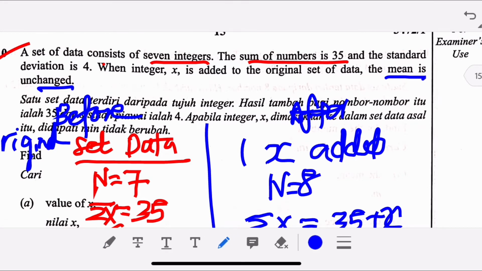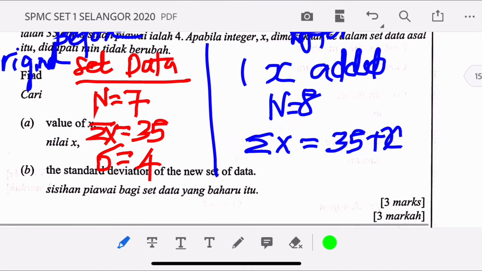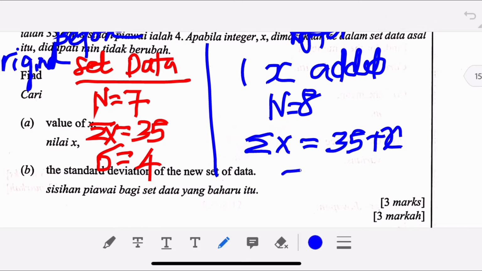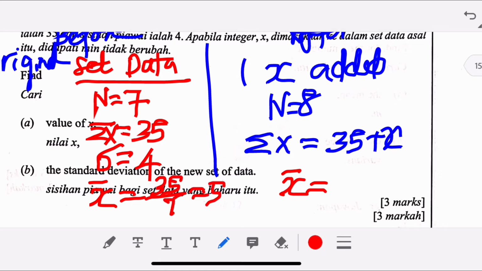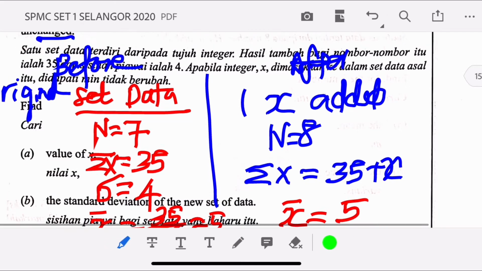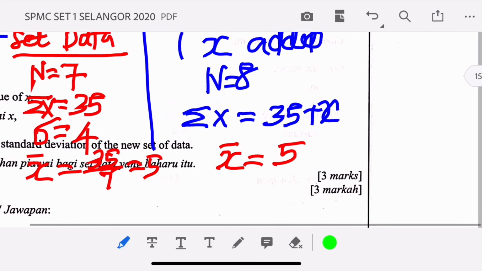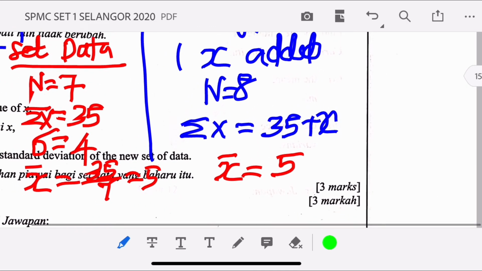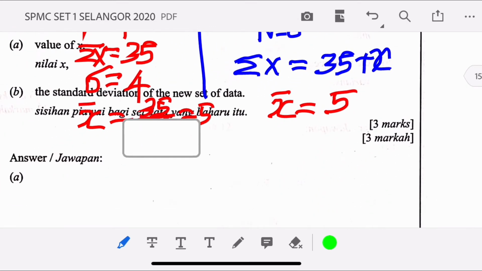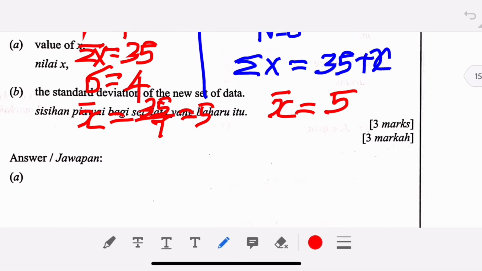The mean is unchanged. So if the mean is unchanged, let's find the mean. You have the sum, 35 over 7 is 5. So the mean remains unchanged, still 5. So hence we can actually find out what x is, isn't it? The question will ask you the value of x. What's the value of x?